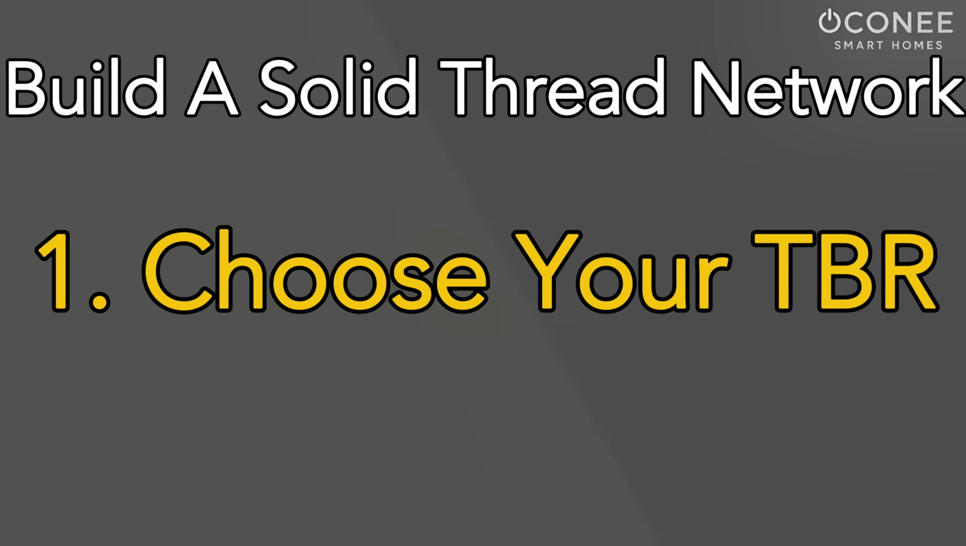So step 1, start with at least one Thread border router. 1 works, 2 adds redundancy. More than that depends on the size of your home, but moderation is key. You don't need a Thread border router in every room. The border router you choose can also influence the smart home platform that you use, so pay attention there. Mixing ecosystems can work, but there's an important caveat we'll cover later.